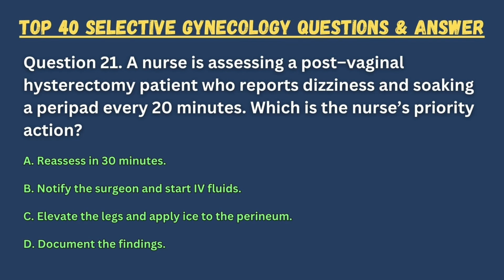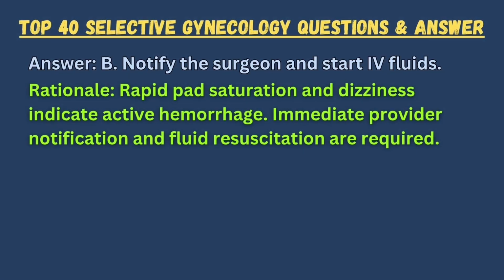Question 21. A nurse is assessing a post-vaginal hysterectomy patient who reports dizziness and soaking a peripad every 20 minutes. Which is the nurse's priority action? A. Reassess in 30 minutes. B. Notify the surgeon and start IV fluids. C. Elevate the legs and apply ice to the perineum. D. Document the findings. Answer: B. Notify the surgeon and start IV fluids. Rationale: rapid pad saturation and dizziness indicate active hemorrhage. Immediate provider notification and fluid resuscitation are required.